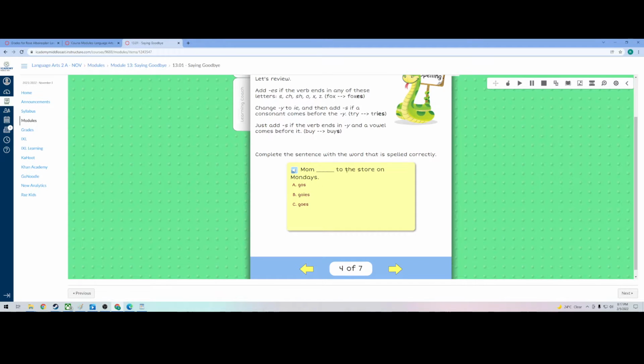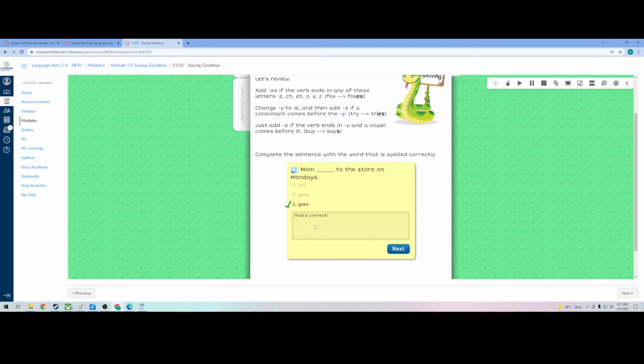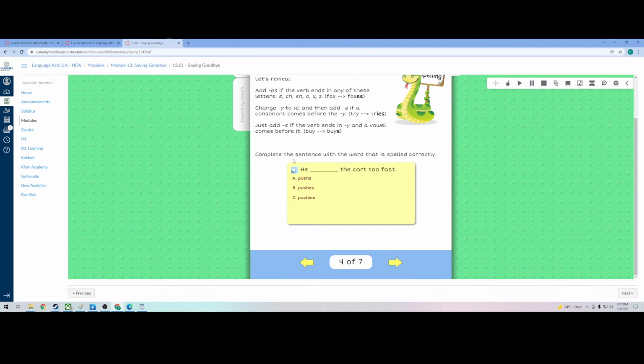Mom blank to the store on Mondays. Goes. Easy. This one. Same, because it is ending with O. So I have to add ES. He blank the car too fast. Pushes. We said if my verb ends with SH, I have to add E before S.